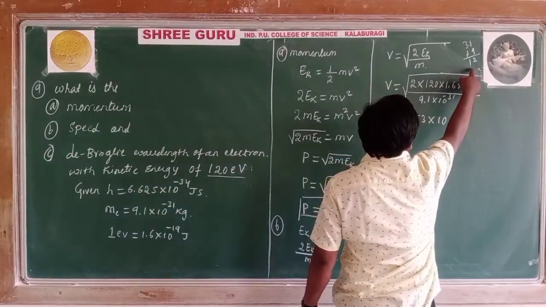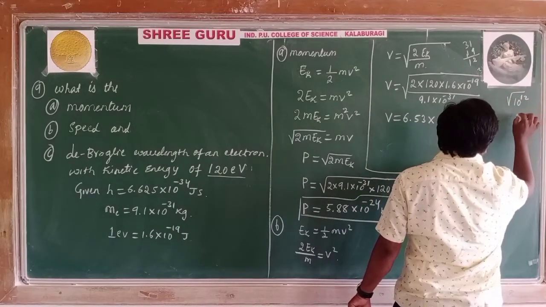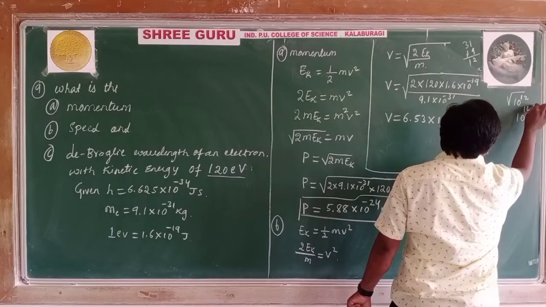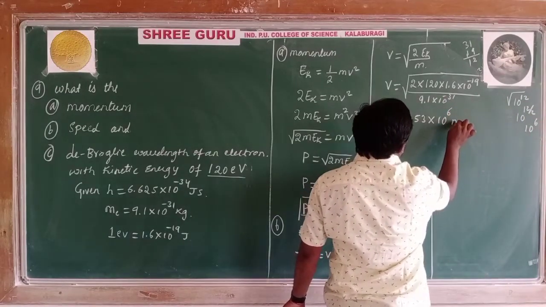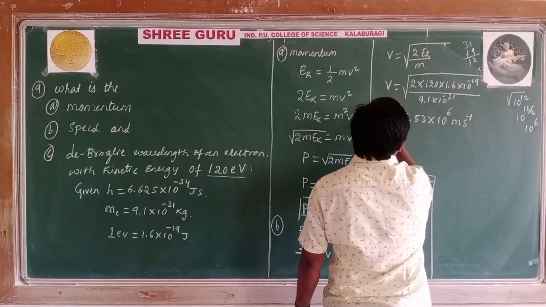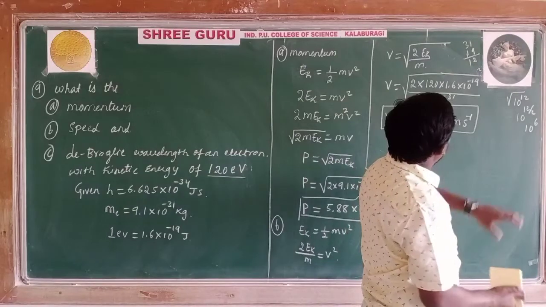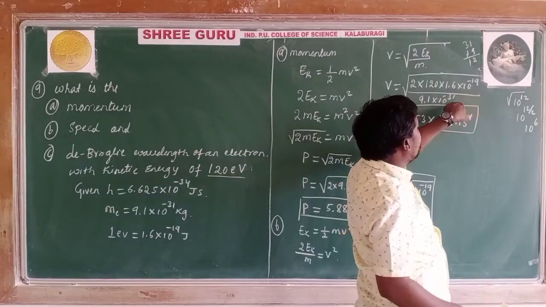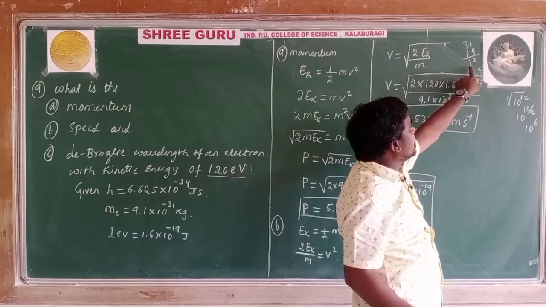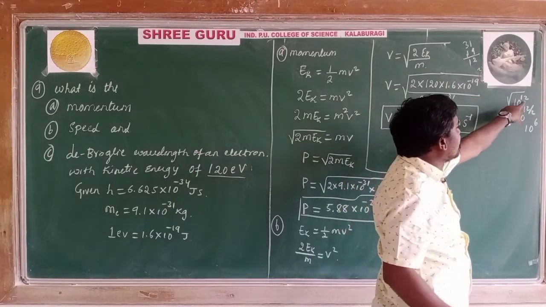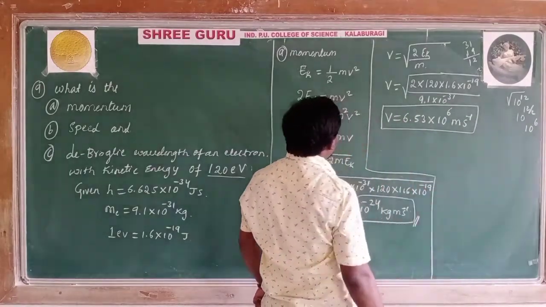Why? Because this is under root of 10 to the power 12. Under root means divide by 2, so it becomes 10 to the power 6 meter per second. Minus 31 becomes plus 31, plus 31 minus 19 means 12. Under root of 10 to the power 12 means 10 to the power 6. Like this, that is the second one.